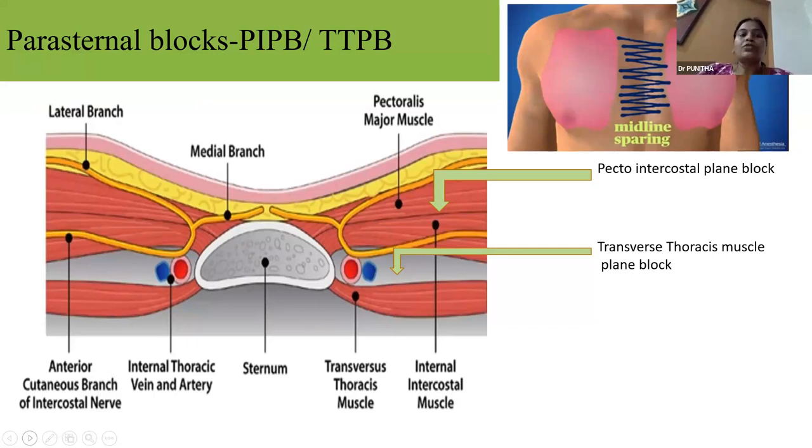The types of parasternal block are the pecto-intercostal plane block, where the drug is deposited between the pectoralis major muscle and the internal intercostal muscle. In the transverse thoracic muscle plane block, the drug is deposited between the internal intercostal muscle and the transverse thoracic muscle. The volume recommended is 0.2 ml per kg again. If any dissection involves the internal mammary region, then it is better to give these parasternal blocks to block these anterior cutaneous nerves.